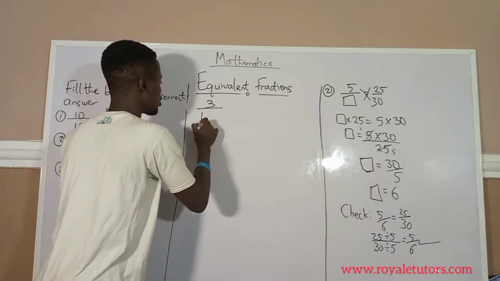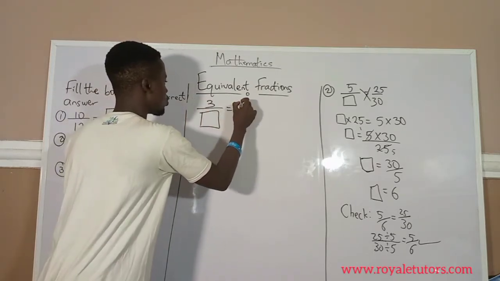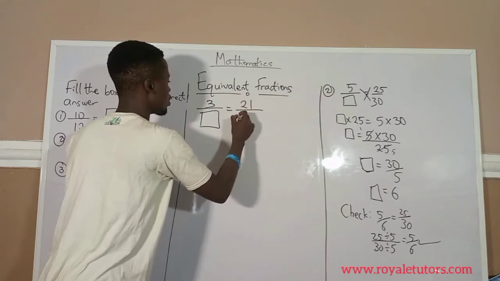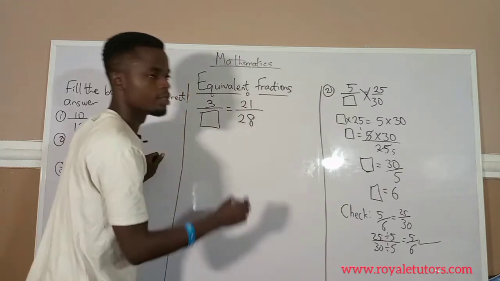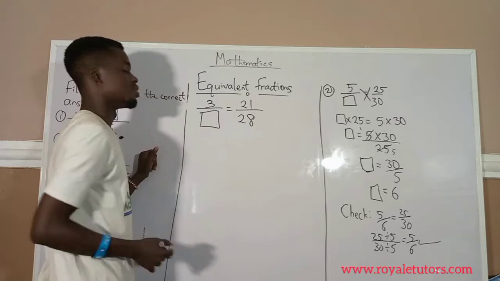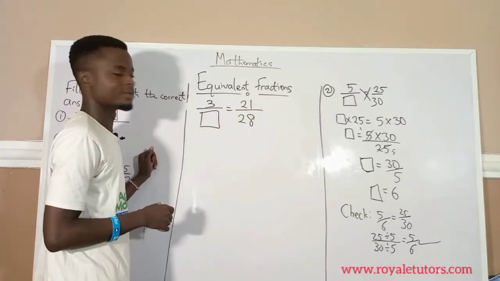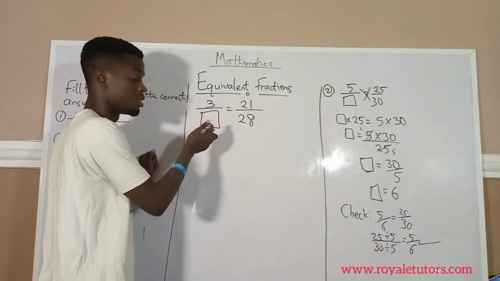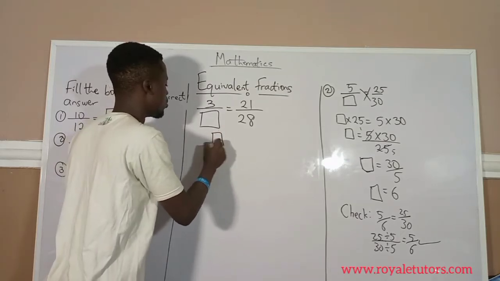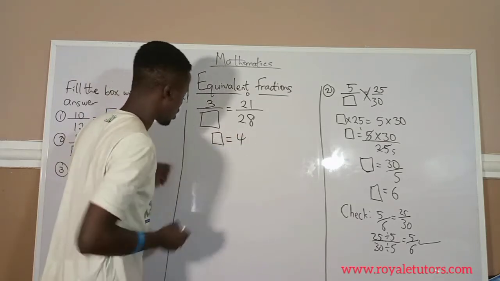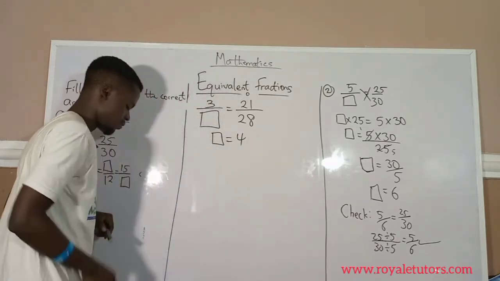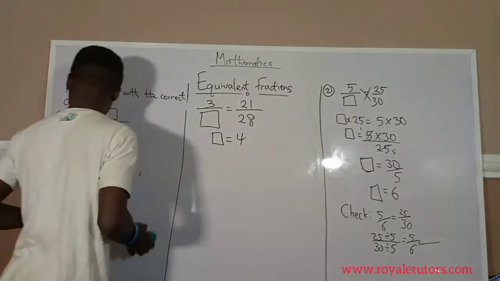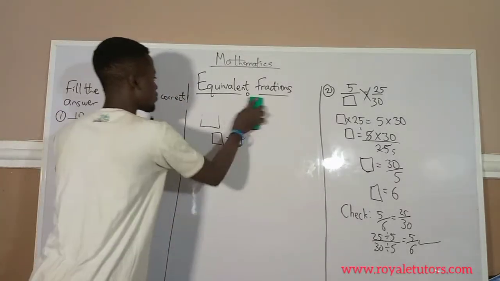3 over box is equal to 21 over 28. So pause the video now. Okay. So welcome back. I assume that you've solved it in your book. You will get your box to be equal to 4. If you actually do it very well, you're going to get the value of box to be equal to 4. So let's go to the next one, number 3.